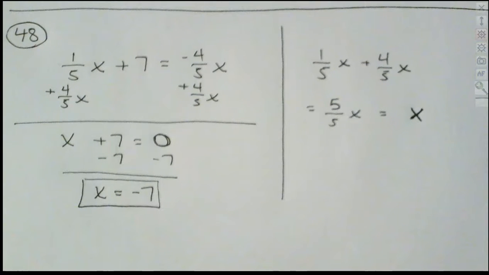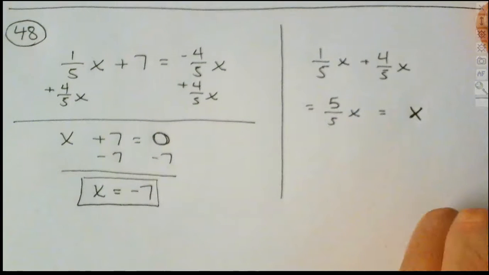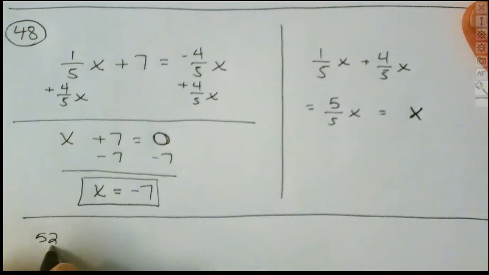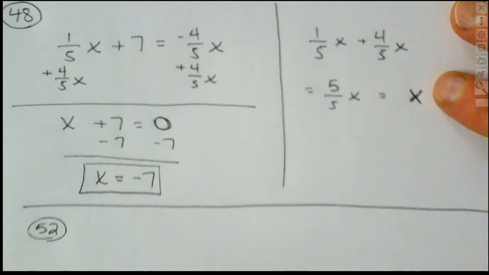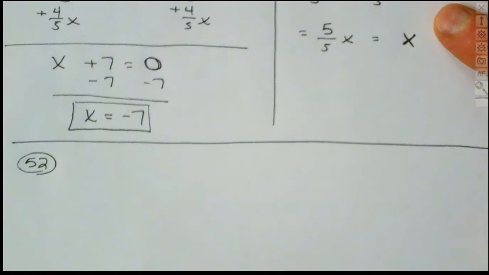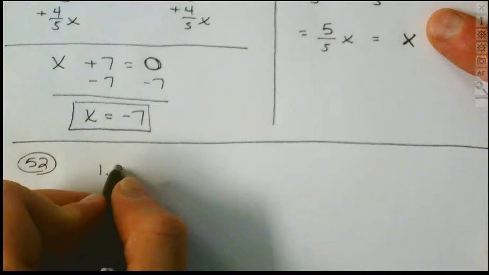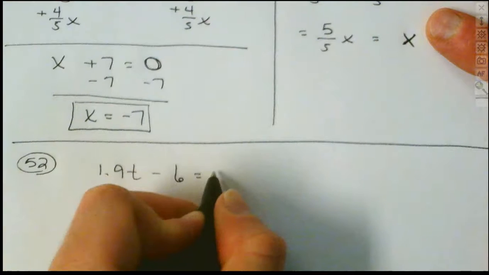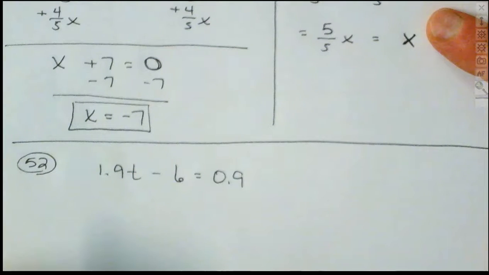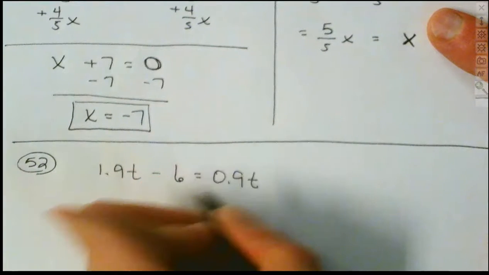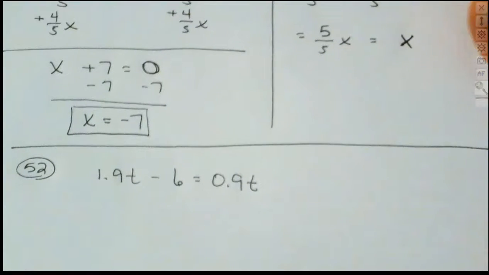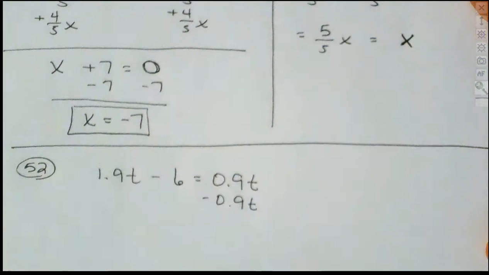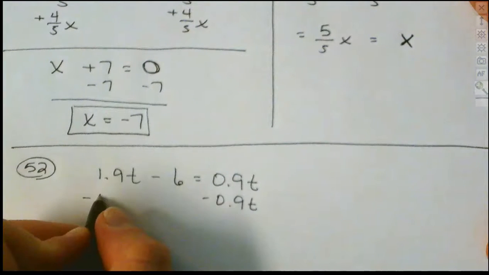So let's look at question 52. For decimals, you can either use your calculator or just mentally combine them together. But for 52, we've got a decimal here. And we've got 1.9t minus 6 equals 0.9t. Exactly the same way we did all the others. Move that 0.9t over with subtraction because it's positive.